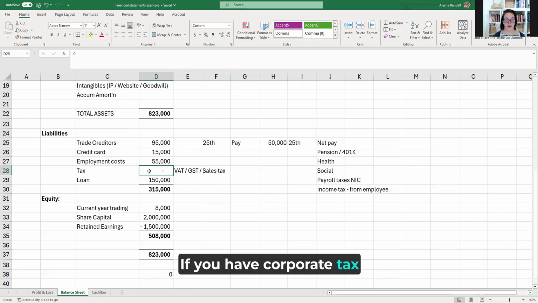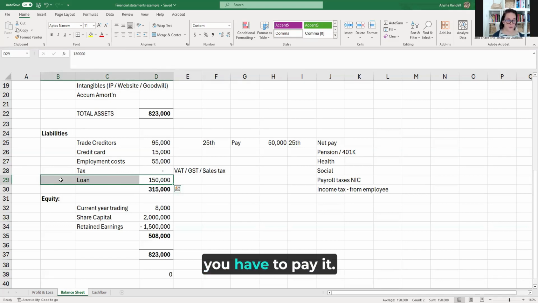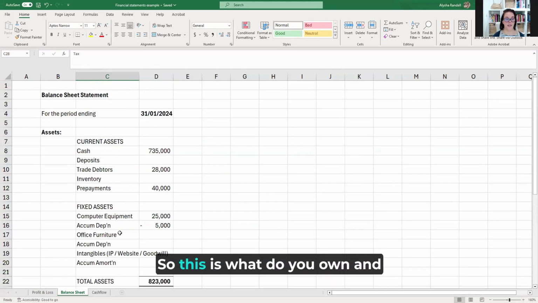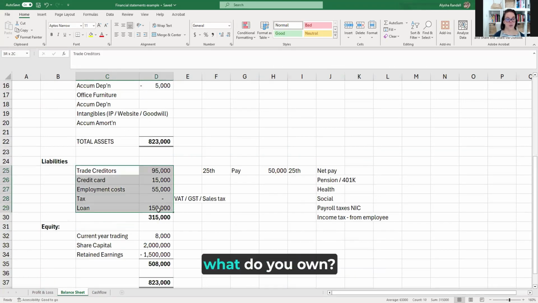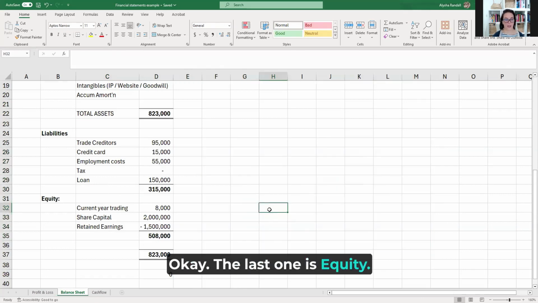If you have corporate tax and you're profitable, then often it would sit in your non-current liabilities, depending on how regularly you have to pay it. There's obviously other bits and pieces. A director's loan would go in here, other creditors, but if you think about it, it's basically what do you owe. So this is what do you own and who owes you, and this one is what do you owe. Okay, the last one is equity.